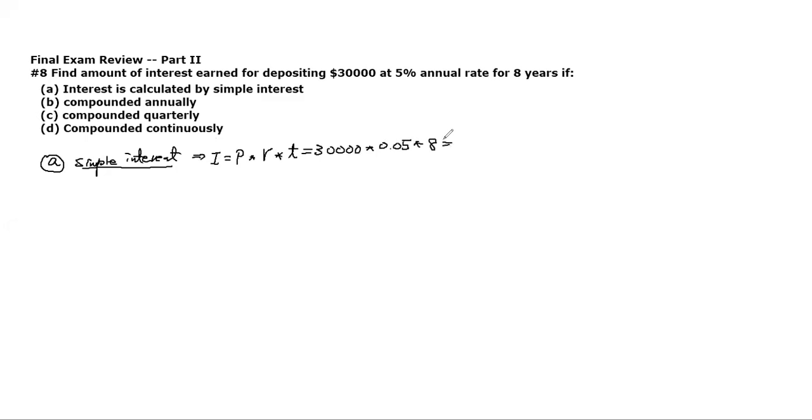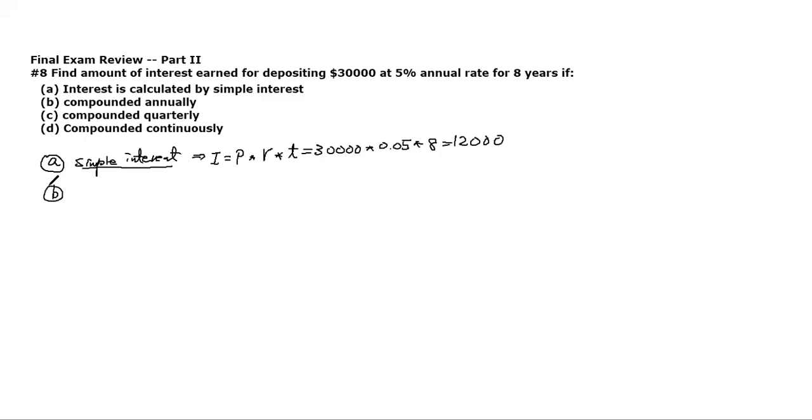So this will be 30,000 times 0.05 times 8. So it will be 12,000. So at the end of the 8 years, you will get the interest of 12,000.